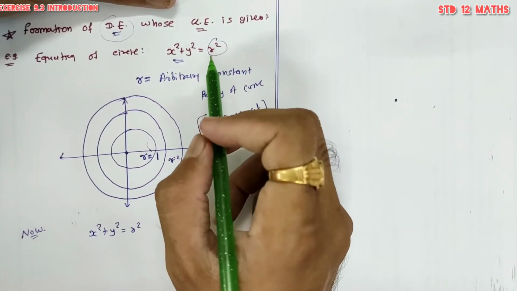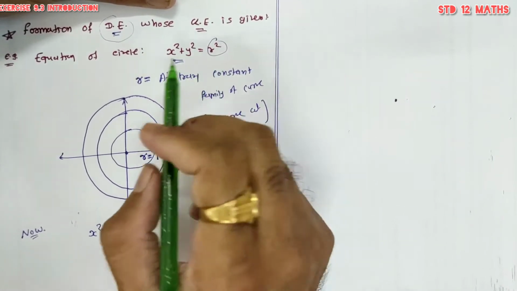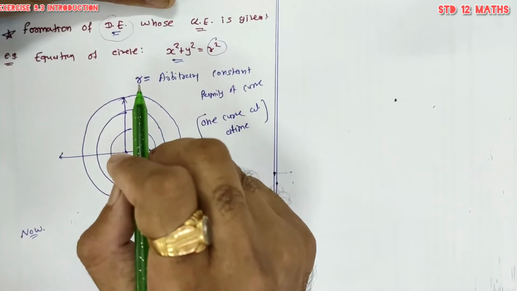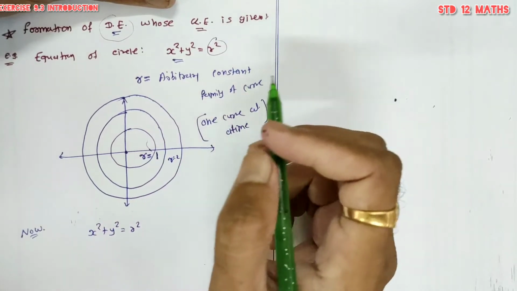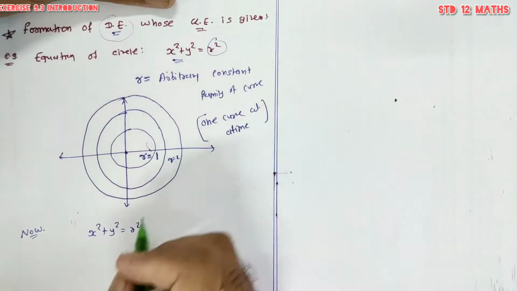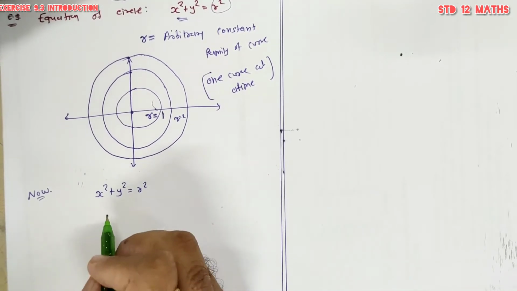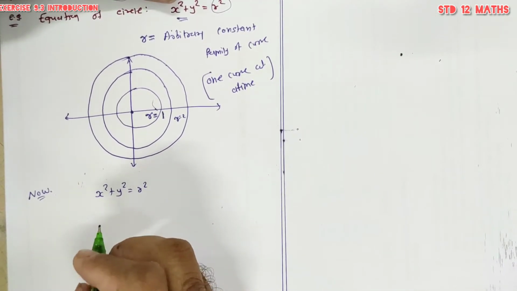So if we eliminate this arbitrary constant, then we'll get one differential equation. So that differential equation will represent family of circles at a time, all the circles at a time. Done. So here, to obtain the differential equation, we have to differentiate this equation on both sides with respect to x.